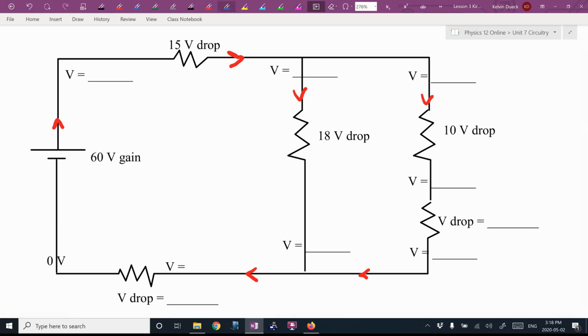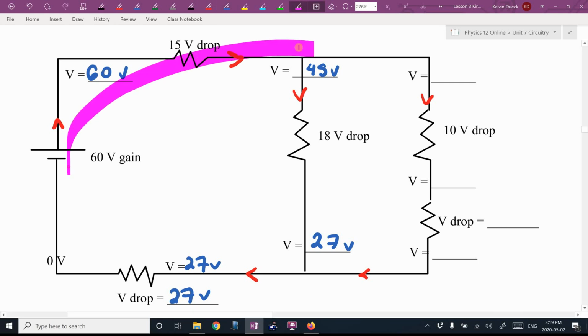So let's follow through the smaller ski run, the smaller loop. 60 volts, I lose 15. So right here, I must have 45 volts. Whee! I lose 18 volts. 45 take away 18 is 27... I must have 27 volts left. So I'm at 27 volts right here. Then I go through this resistor. Ooh, that got me down to the ground. I must have lost 27 volts going through that resistor.